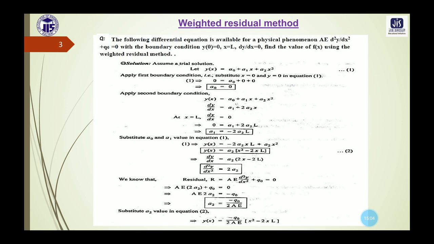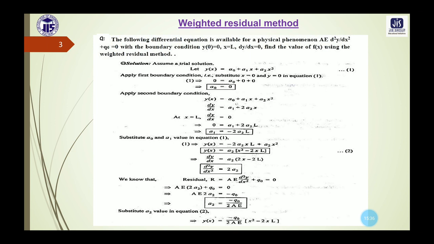Now in this equation, if we put the second boundary condition, that is at x equals L, dy/dx equals 0. That means the left hand side of this equation is 0, and in the right hand side, if we put x equals L, we get a1 plus 2a2L. So from this equation we get the value of a1 equals minus 2a2L.